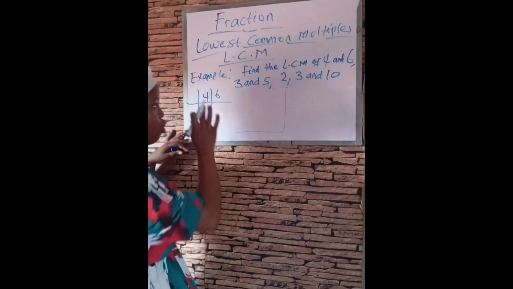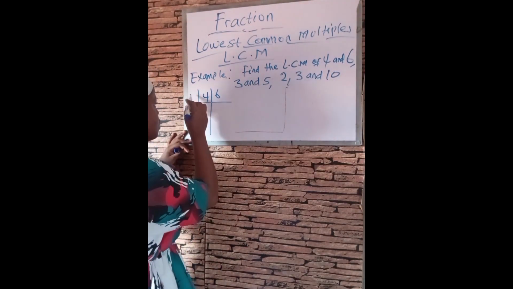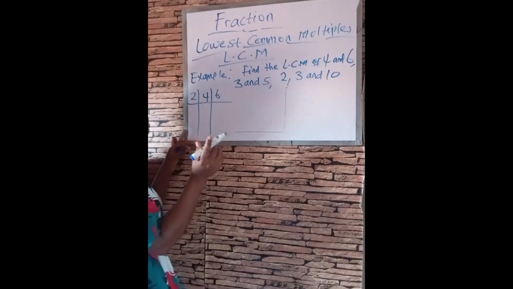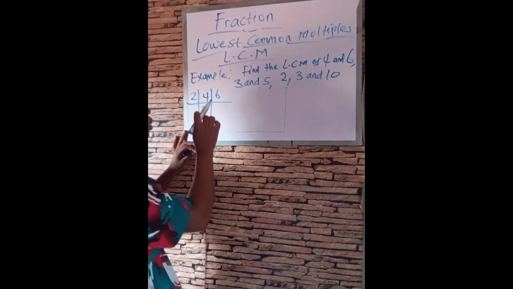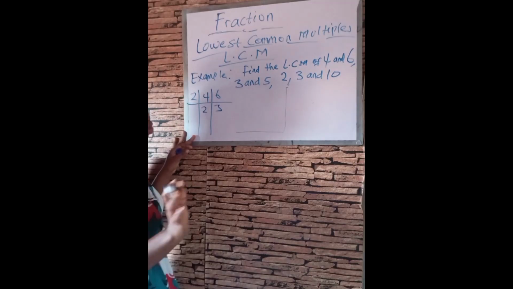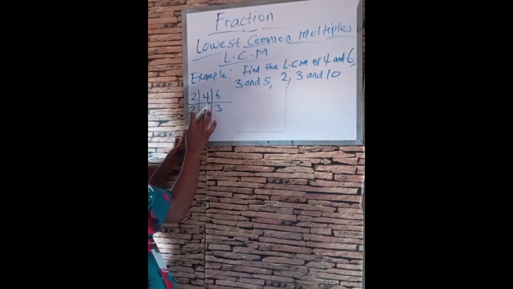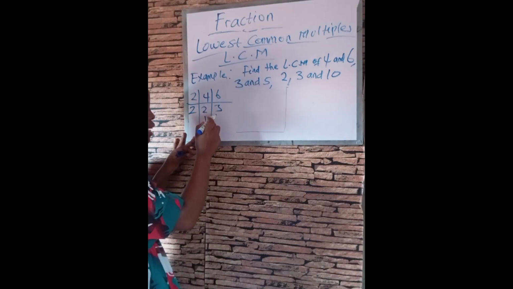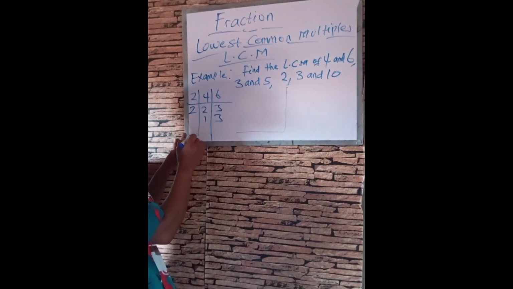That can go through. So let's use 2. 4 divided by 2 will give us 2. 6 divided by 2 gives us 3. So another number that can go through as well, we have 2. 2 into 2 gives us 1. 3 divided by 2 does not go through, so just leave it like that. Then you can use 3. 3 can go through in 3 as well. Just leave this one like that.